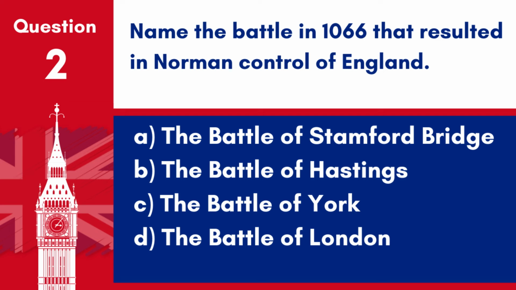Question 2. Name the battle in 1066 that resulted in Norman control of England. A. The Battle of Stamford Bridge. B. The Battle of Hastings. C. The Battle of York. D. The Battle of London. Answer: B. The Battle of Hastings. The Battle of Hastings in 1066 marked the beginning of Norman control over England.